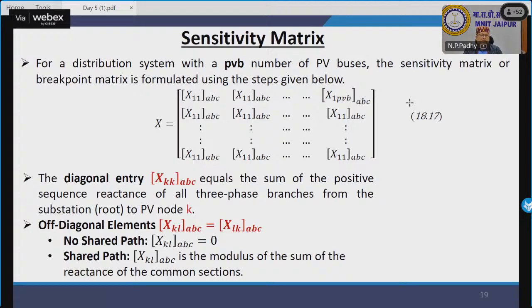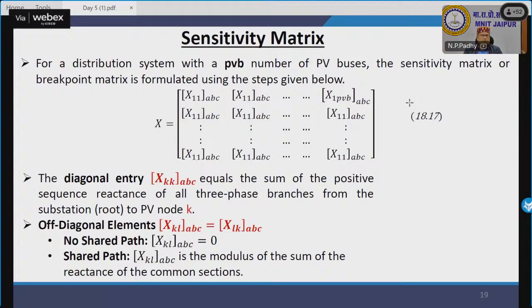The sensitivity matrix or breakpoint matrix is formulated using the steps given below, where X is nothing but the X matrix that you create, 18.17. The diagonal entry X KK ABC equals the sum of the positive sequence reactance of all three-phase branches from the substation root to the PV node. In our case, it is either 3 or 4.